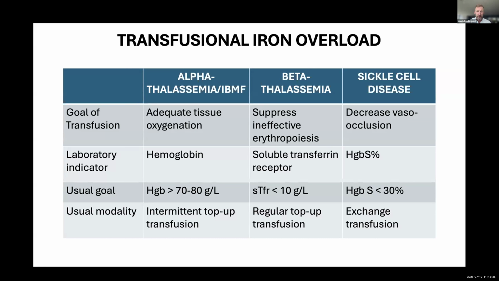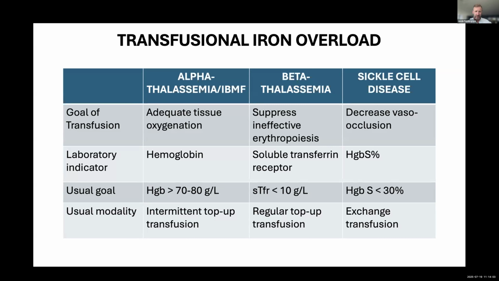Beta thalassemia, we have a different goal. Our goal here is to suppress ineffective erythropoiesis. The way we measure that is with a soluble transferrin receptor level, where a level less than 10 corresponds to a hemoglobin of greater than 90. And that's usually through regular transfusions. And then sickle cell disease, our goal is different again. Here we're trying to replace an abnormal hemoglobin S with a normal hemoglobin that doesn't cause vaso-occlusion. And our goal is typically to get the hemoglobin S less than 30% of our total hemoglobin mass, and that's often through exchange transfusion.